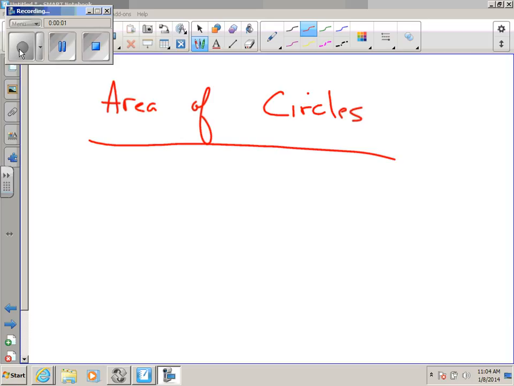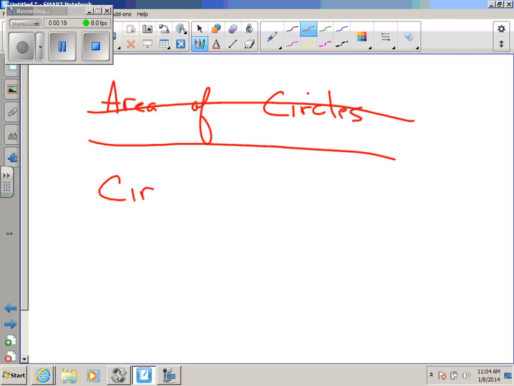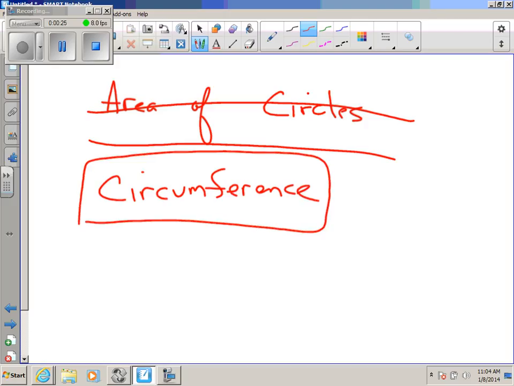Area of circles for today. I don't know how much we're going to finish, but we're going to get started on it. I'm wondering if we should do area of circles first. You know what? Let's do this. Let's cross this out for the time being. Let's do circumference first. I think circumference will probably be a little easier for us. We'll get to area of circles either tomorrow or the next day.